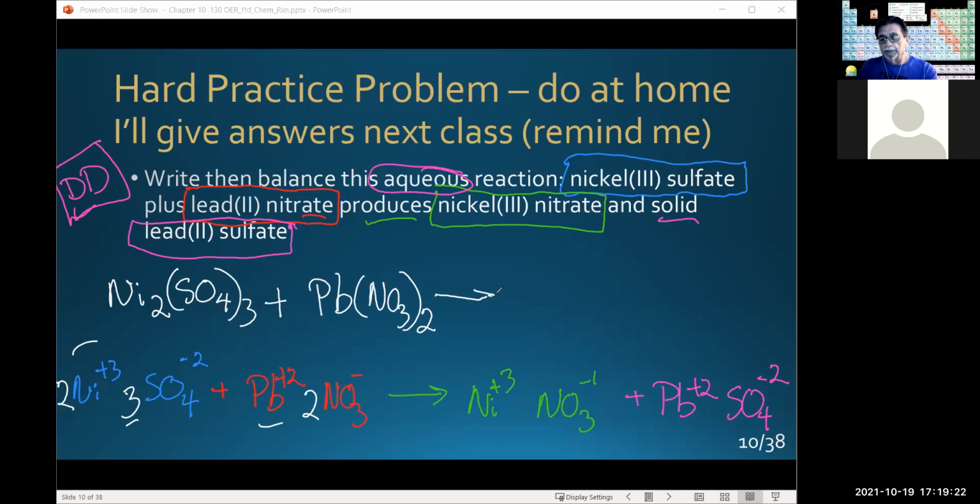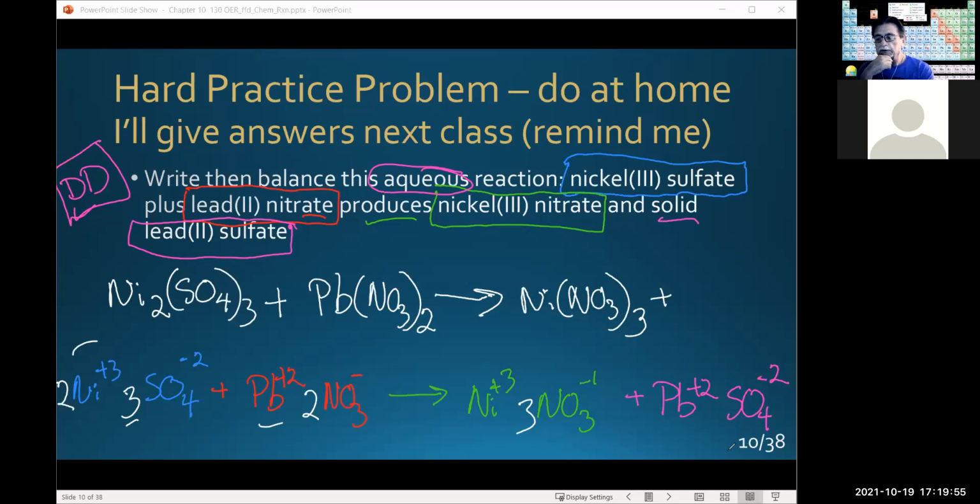Produces nickel 3 nitrate. Nothing's happened to it. We began with nickel 3, it ends nickel 3. But now we have 3 nitrates. So we've got Ni, parentheses, NO3, parentheses 3, because we need 3 of the nitrates for every nickel +3. Okay. And then the last one is lead ion and the sulfate.